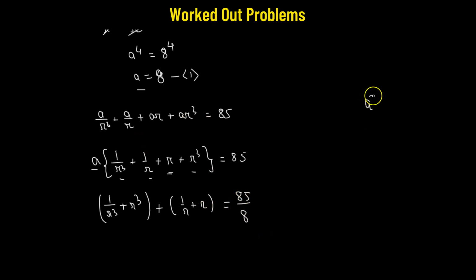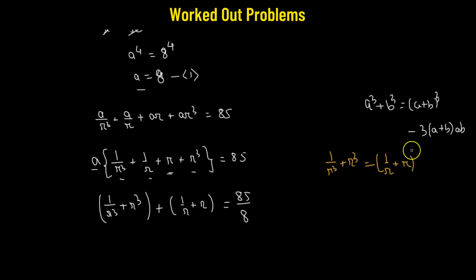Now we know that a³ + b³ is given by (a + b)³ minus 3 times (a + b) times ab. So using this formula, we can expand 1/r³ + r³. So 1/r³ added to r³. According to this formula, we are going to get (1/r + r)³ minus 3 times (1/r + r) and a times b. That's actually 1/r multiplied by r, which is simply going to be equal to 1.